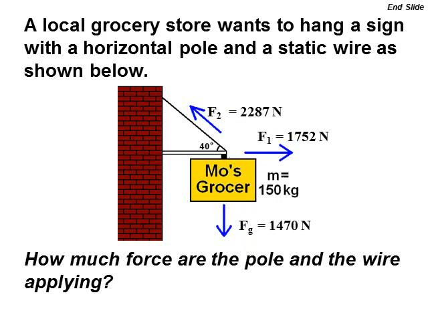So we put these numbers back into our diagram, and we see that we still have force of gravity equal to 1470 newtons, and we figured out that force 2 is 2287 newtons and force 1 is 1752 newtons. Now, in the y direction, the y component of force 2, which is the sine component, has to be equal to the force of gravity. And then the x component, or the cosine component of force 2, has to be equal to force 1, because all of these forces are balanced and the net force is going to be equal to 0.